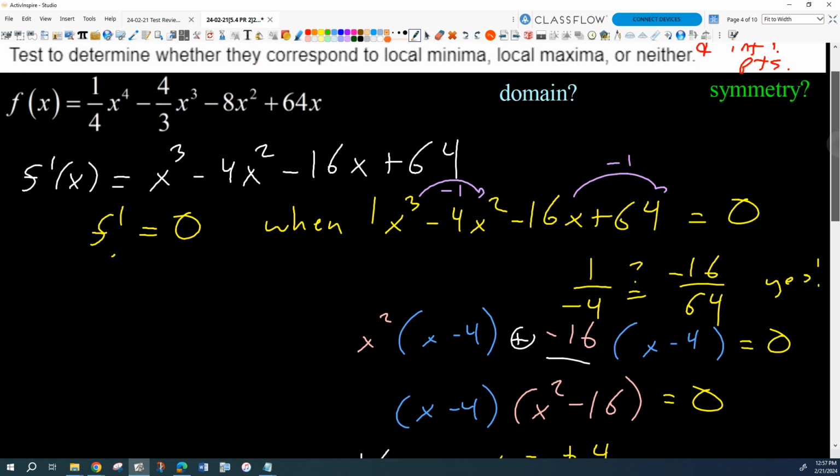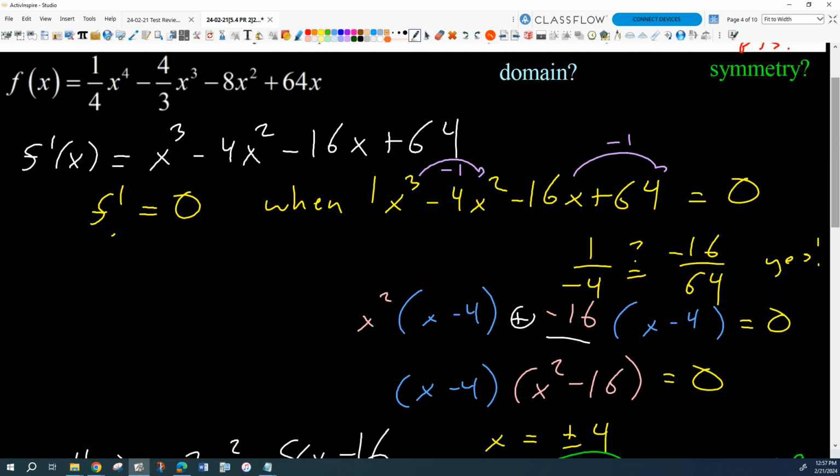Okay, so let's go back. I'm going to cut and paste and let's abbreviate all this stuff and go back and make a table out of it then.